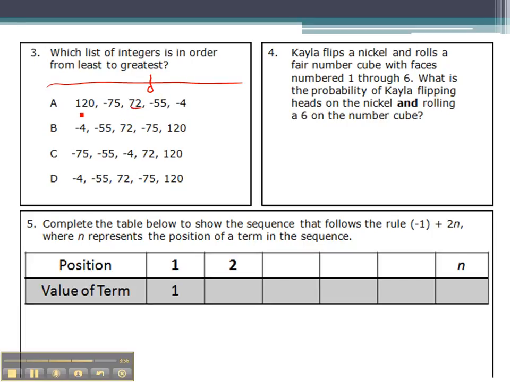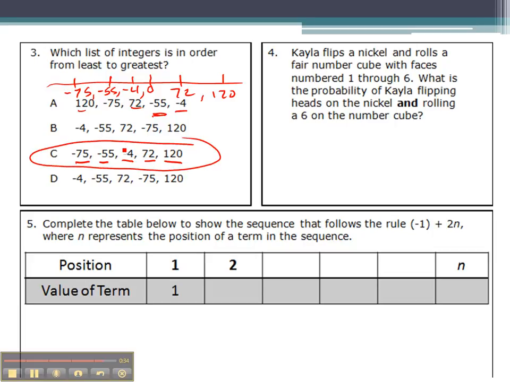Looking at these positive integers, 72 would be first, and then 120. Looking at the negative integers, the first negative integer would be negative 4, then negative 55, and all the way to the left would be negative 75. So now we have them in order from least to greatest. So just look at the list that matches that. Negative 75, negative 55, negative 4, positive 72, and positive 120. That is the list from least to greatest.